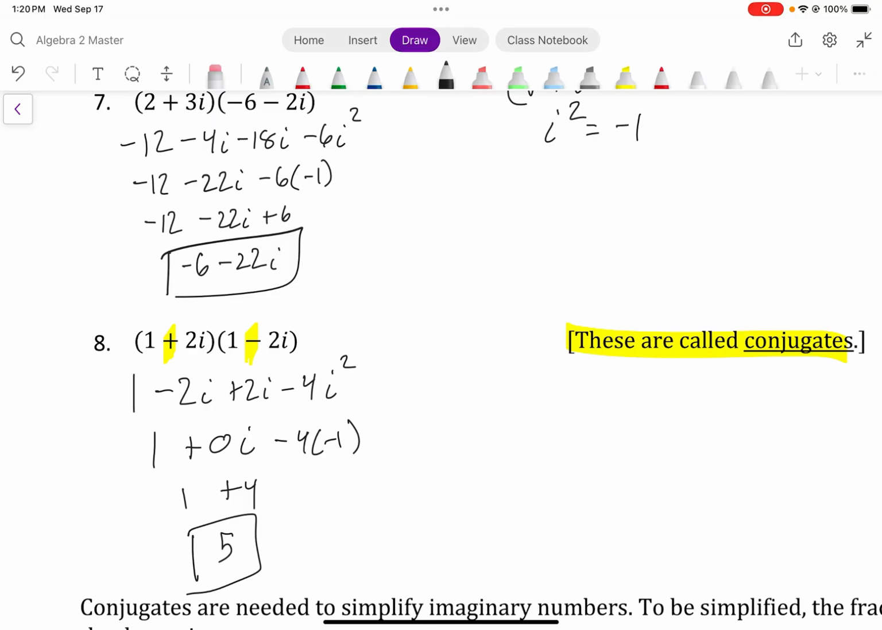When you multiply conjugates together, a conjugate pair is another way to call these, the imaginary parts are going to disappear, and you're going to be left with just a real number, which is kind of cool. So if you see something like this, 1 plus 2i times 1 minus 2i, you are going to end up with an answer that has no i at all.